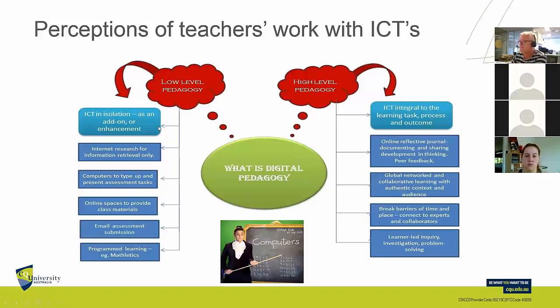So at the low level, the characteristics: ICT is an isolated event. It's an add-on or an enhancement. So a student, for instance, is told to basically go and use Safari to conduct a web search. Computers type up and present assessment tasks. There are online spaces to provide class materials. For instance, it may be a folder in a share drive. There's email assessment and submission, fairly straightforward.